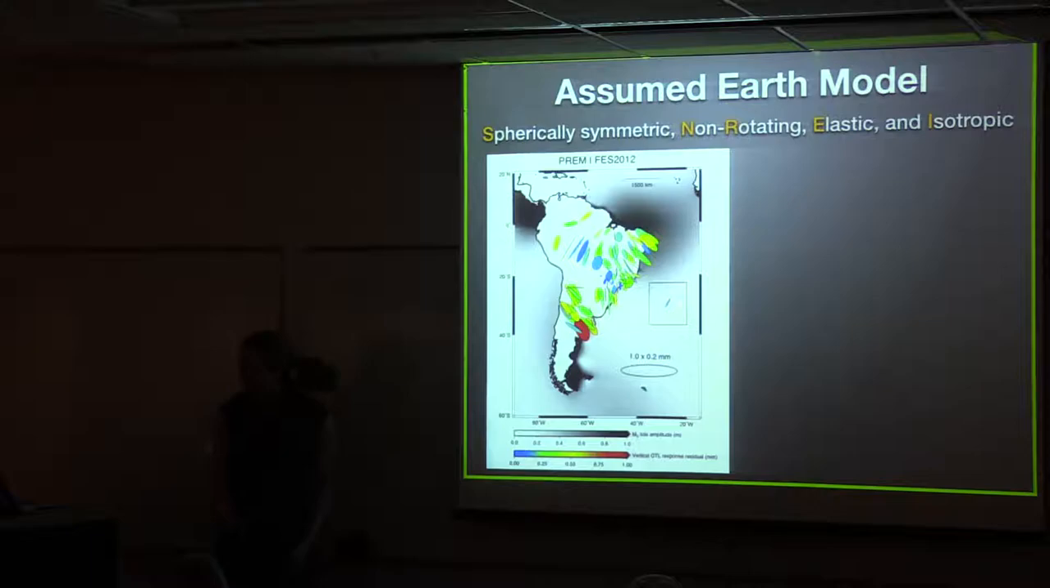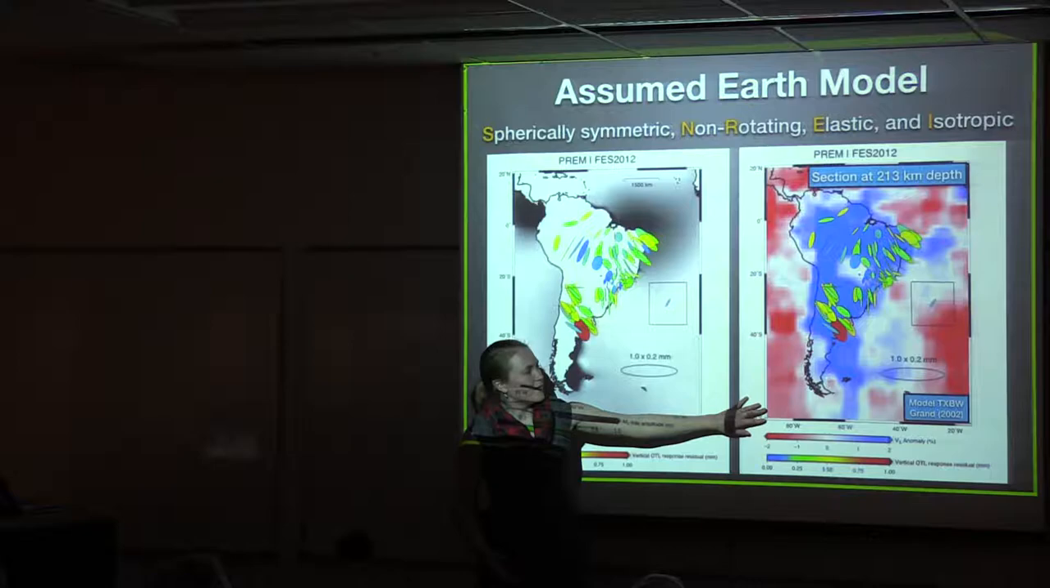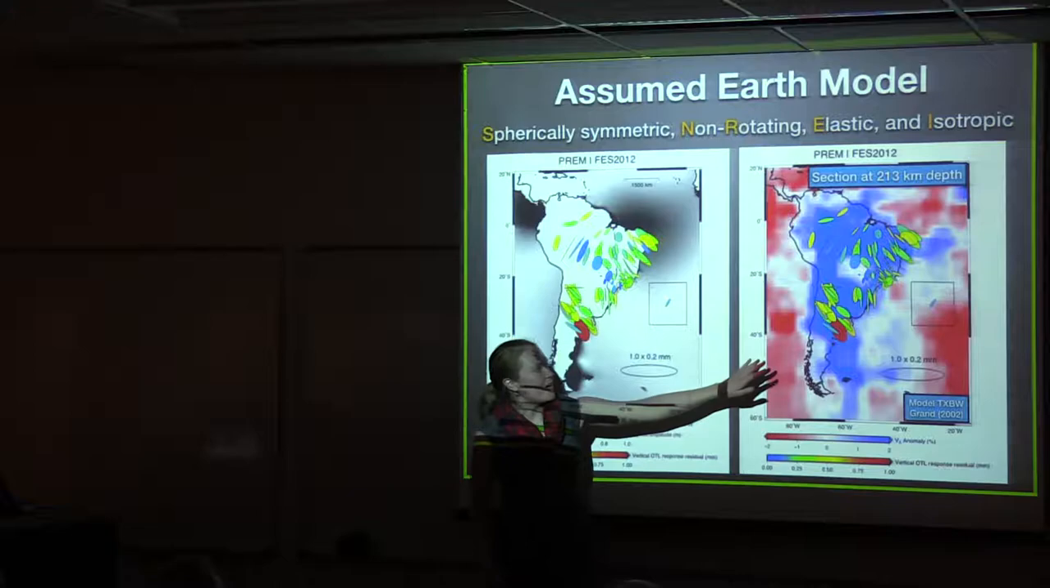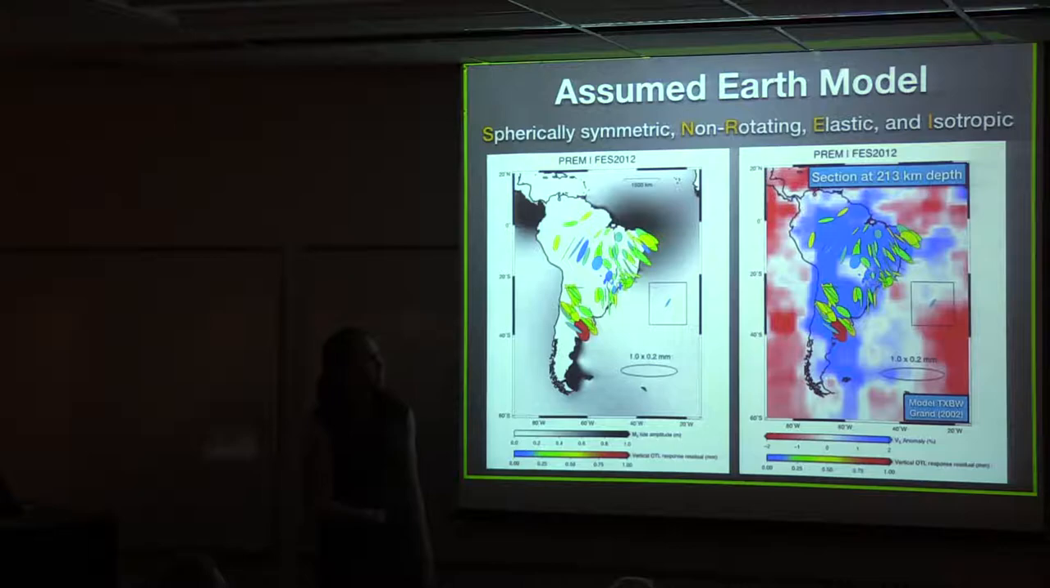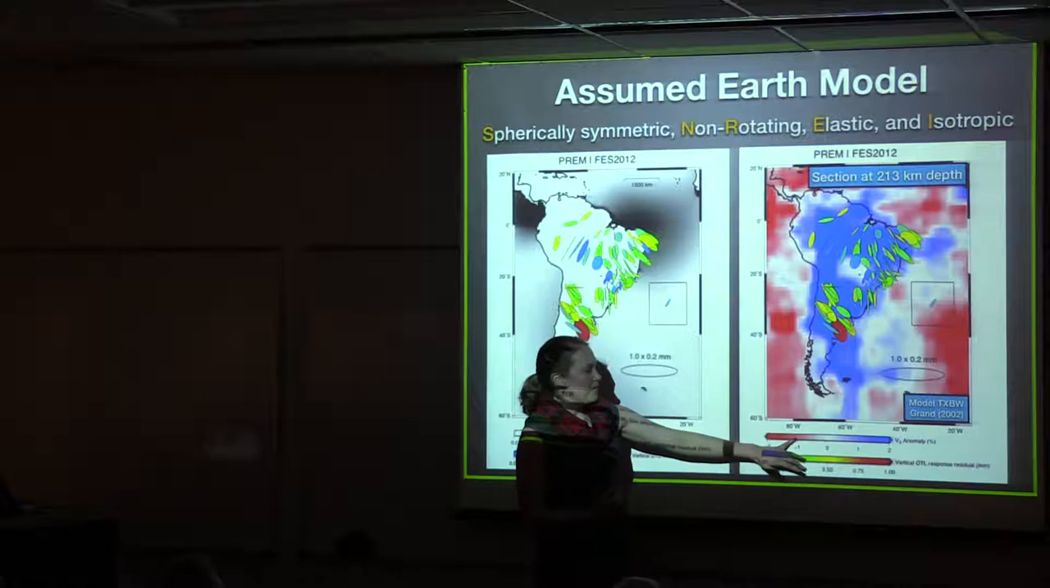This is a seismic tomography profile at 200 kilometers depth through the South American continent. So we have the South American craton showing up real nicely here as a high seismic velocity anomaly. And then we have a slower seismic velocity anomaly surrounding that area.